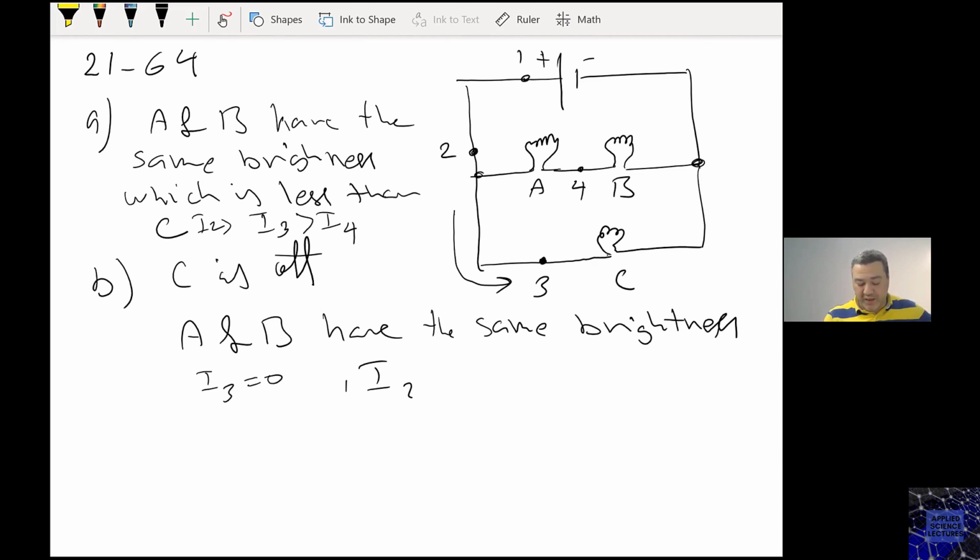Now back to here, what's going to happen? I3 will become 0. What about I2? I2 will decrease. Why is I2 going to decrease? Because I3 now is 0. I2 was the one supplying I3 and I4. So if I3 becomes 0, then I2 does not need to supply current to the bulb C. So I2 is going to decrease. What about I4? I4 is going to stay the same, unchanged.